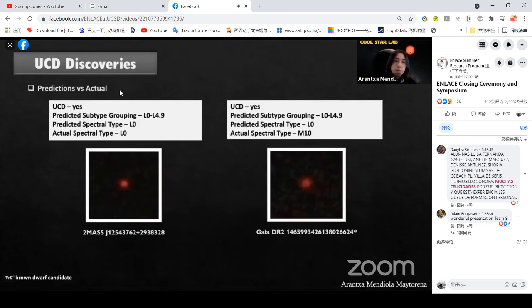Next slide, please. So after making these predictions, we used the astronomical database SIMBAD to check how accurate some of these were. The source on the right is one that was predicted perfectly. So it was a UCD, and the predicted spectral type was the actual spectral type. And this shows that our model was indeed pretty accurate. Then the second source was one we found interesting because our model classified it as a UCD, and SIMBAD classified it as a brown dwarf candidate, meaning that it was thought to maybe be a brown dwarf or UCD, but it wasn't confirmed. Next slide, please.